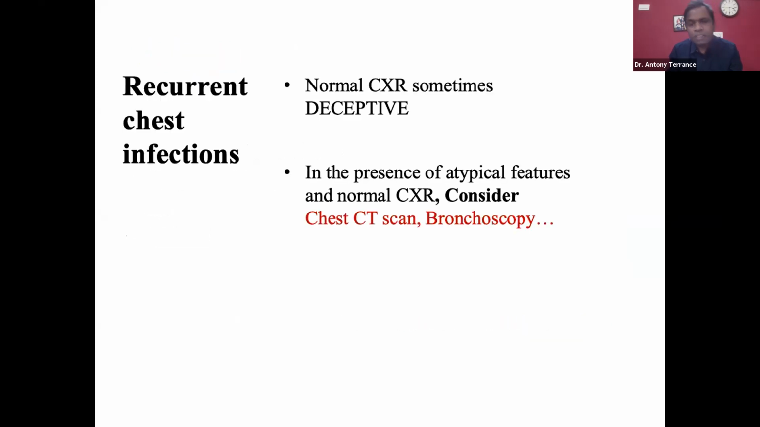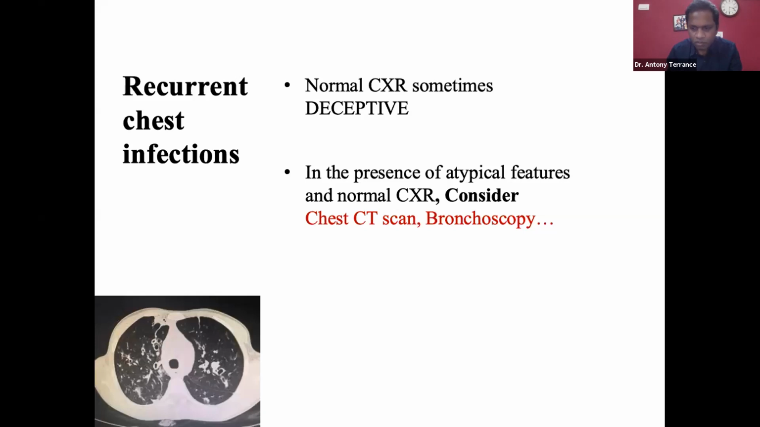And what happens if the chest X-ray is normal and the child has recurrent infection but atypical features? Chest X-ray is not a foolproof investigation. Sometimes it can be deceptive, because airway diseases can be missed on a chest X-ray. Parenchyma is good, but for airway diseases, you can miss out. Especially a child with chronic wet cough can develop from PBB to bronchiectasis without our knowledge. Chest X-ray can be absolutely normal. Chest X-ray probably picks up only about 10 to 20% of bronchiectasis. Therefore, when there is chronic wet cough, you have to definitely consider doing a CT scan and bronchoscopy.